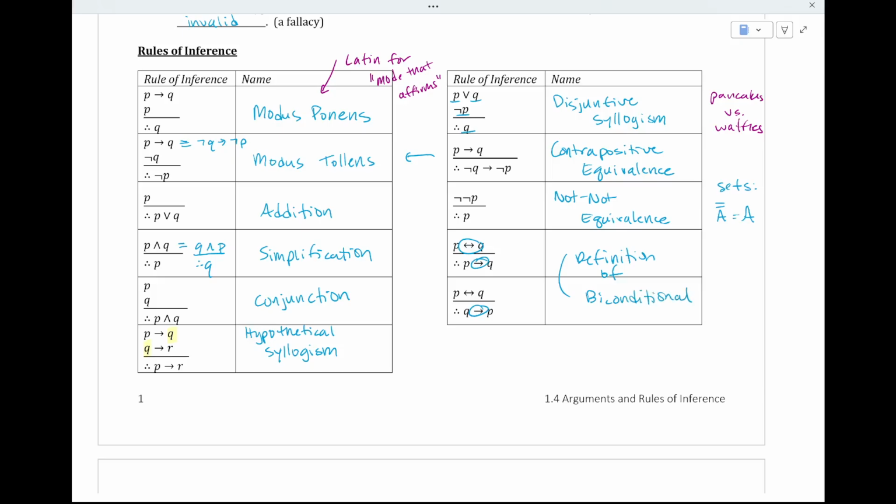So keep this chart handy because we're going to use this chart when we're checking to see if our future arguments are valid or not. We're going to be using some of these rules.